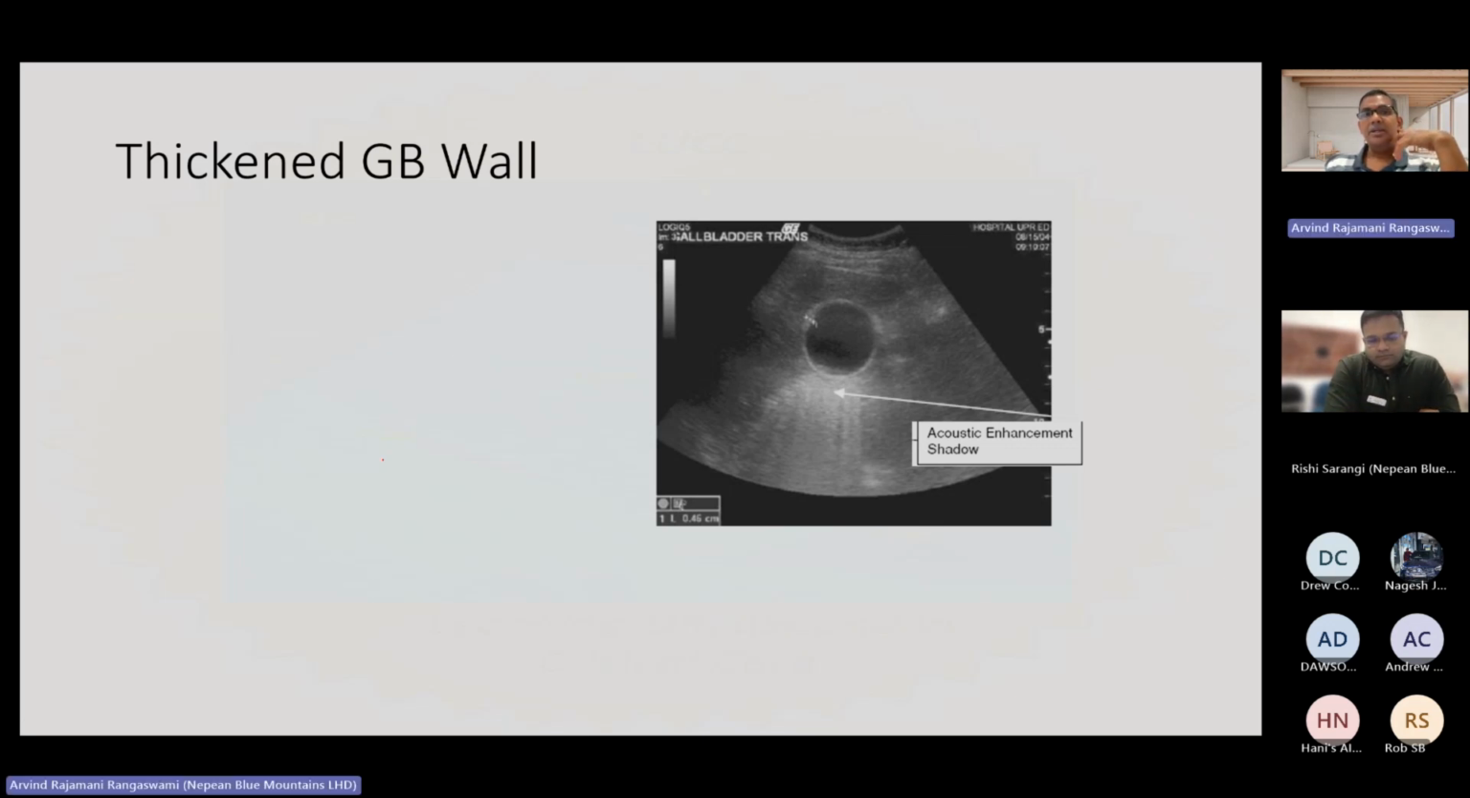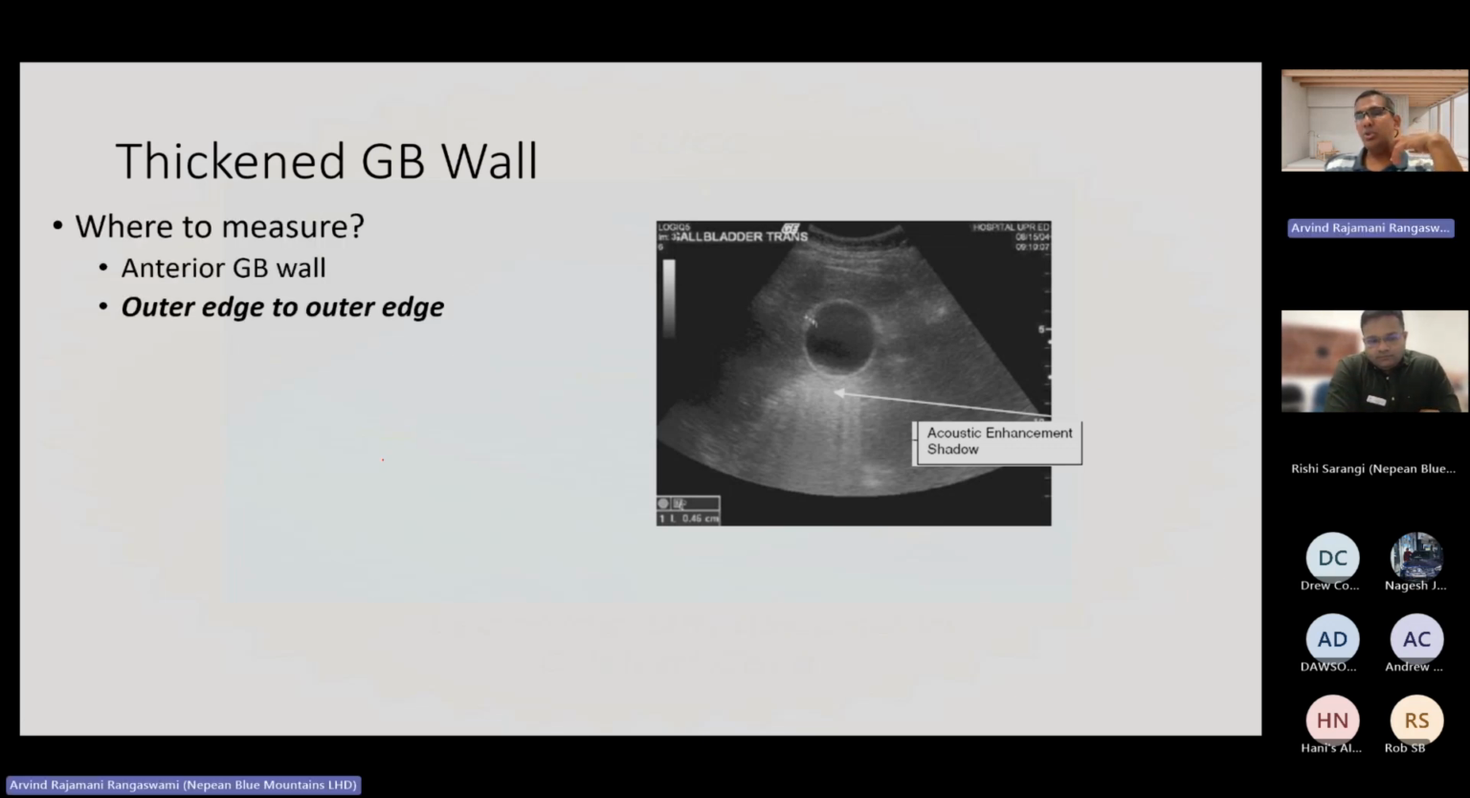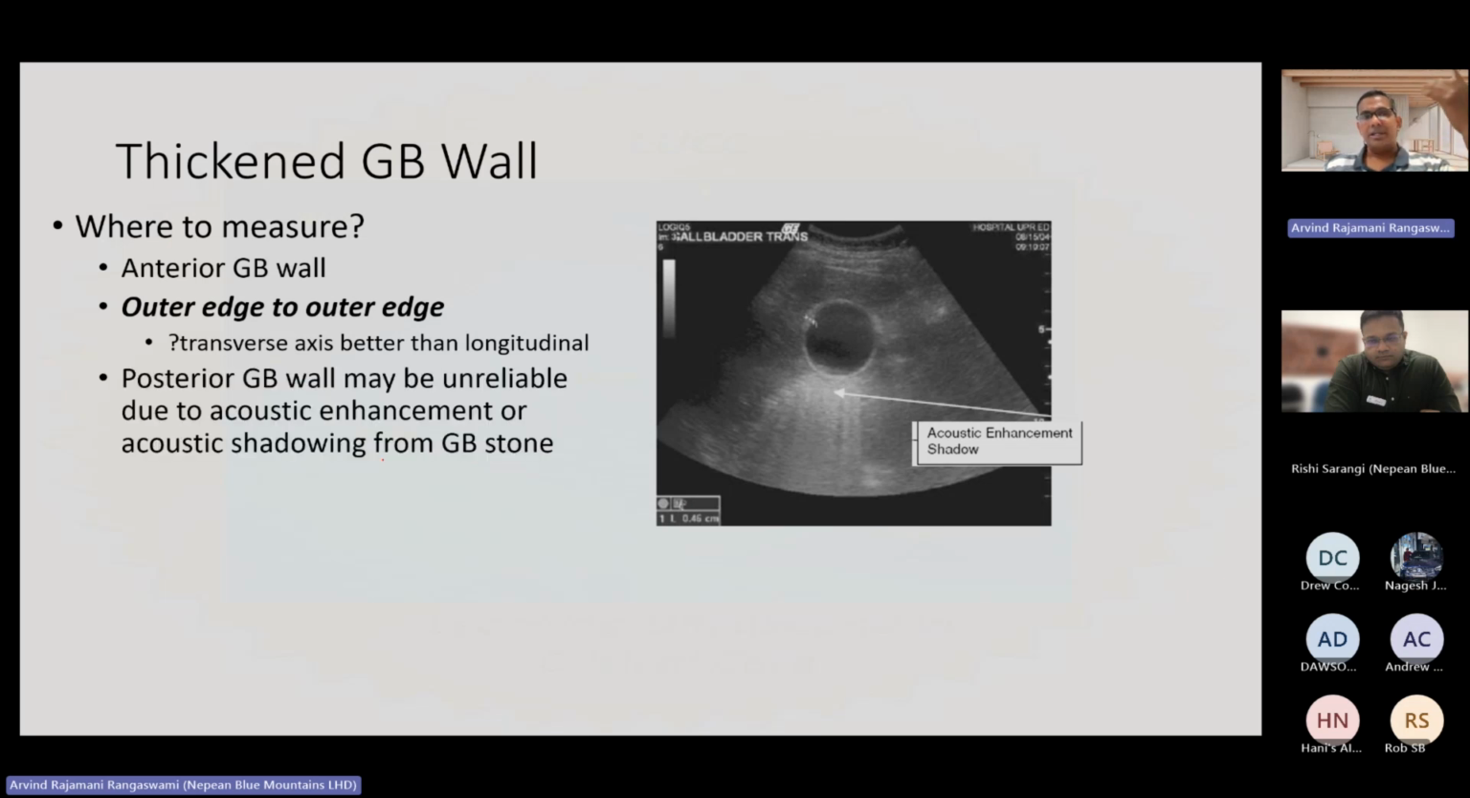And the other thing is that the measurement is outer edge to outer edge, just like how you measure the walls of the endocardium, the myocardium. Transverse, in my opinion, is better than longitudinal, and don't do the posterior. And typical thickness is less than 2 millimeters. More than that can be thickened.